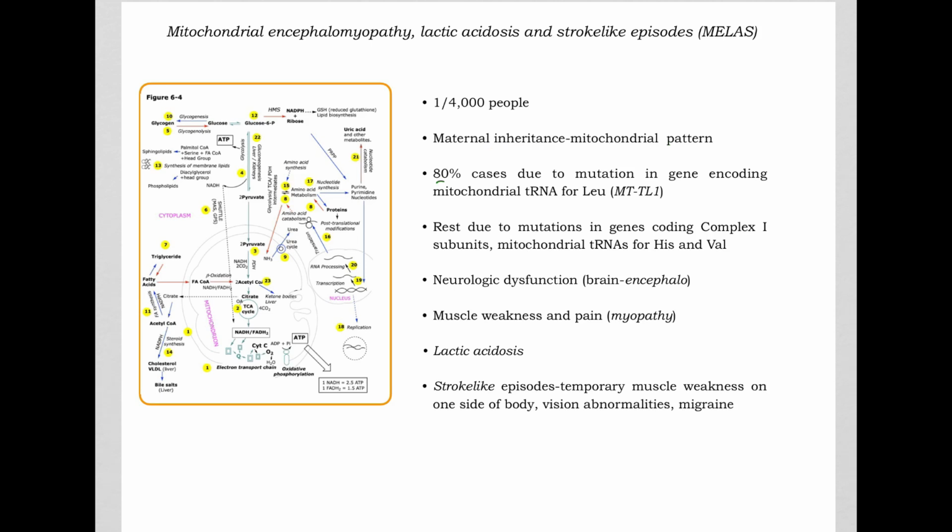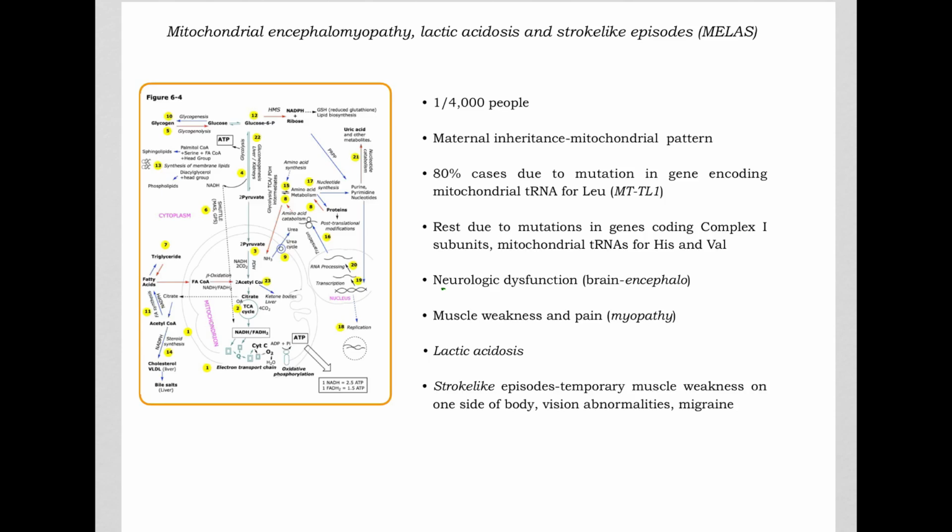Most of the cases are due to mutation in the mitochondrial gene that codes for the tRNA for leucine. So remember, genes carry information not only for mRNA, but they also carry information for tRNA. And so in this case, it's a tRNA gene that is affected, the one for leucine. Other cases affect the genes for complex 1 subunits, mitochondrial tRNA for histidine, as well as for valine.